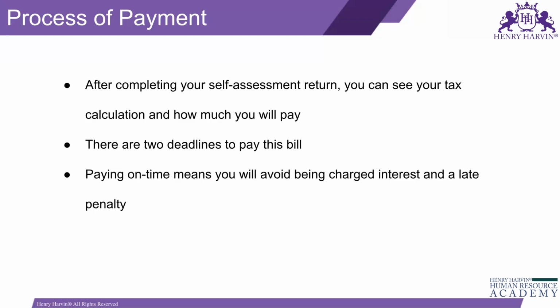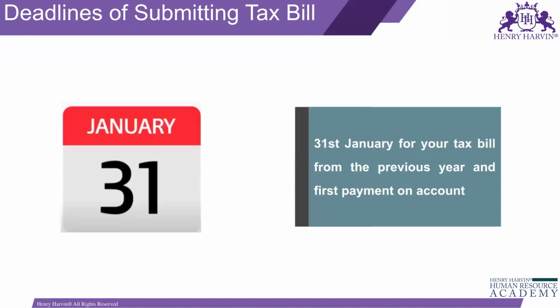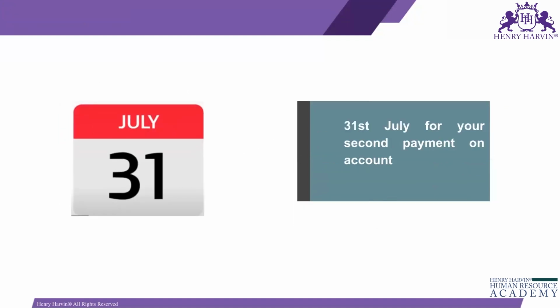Paying an amount. After completing your self-assessment return, you can see your tax calculation and how much you will pay. There are two deadlines to pay this bill. Paying on time means you avoid being charged interest and a late penalty. The deadline for submitting the tax bill is January 31st. As we've seen, one is January 31st, so you'll receive that copy by November, November end or December start. 31st January for your tax bill from the previous year and first payment on account. 31st July for your second payment on account.